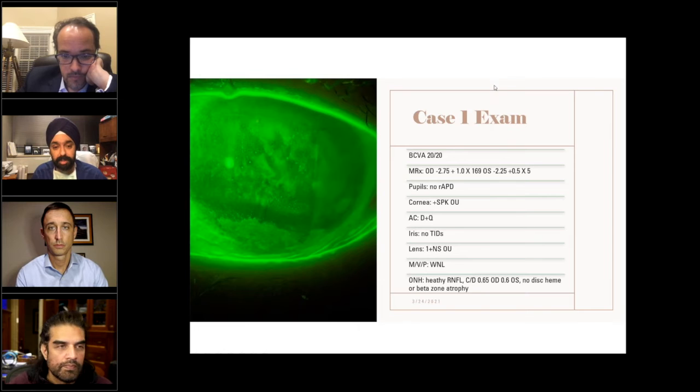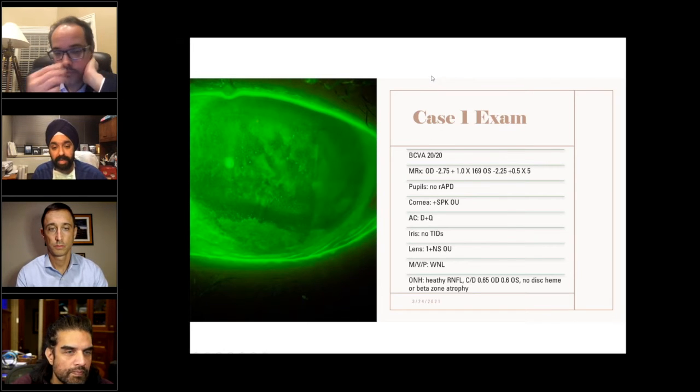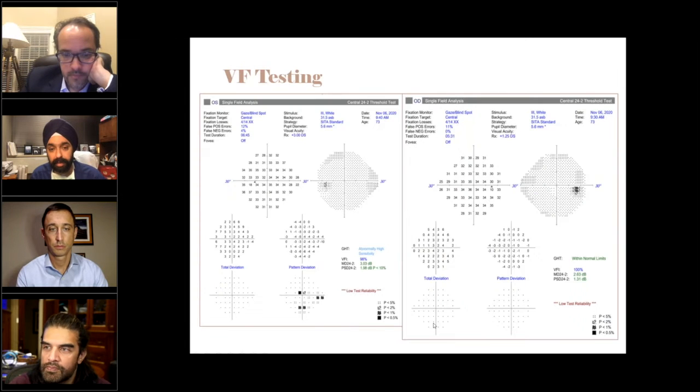Early cataract, but vision was still pretty good, and had healthy nerve fiber layer, suspicious optic nerves, but no disc heme. And as you'll see here, we go and show the nerve fiber layer and visual fields, pretty healthy fields, nothing that was that scary. Low reliability, of course, patient didn't have a great time taking tests.